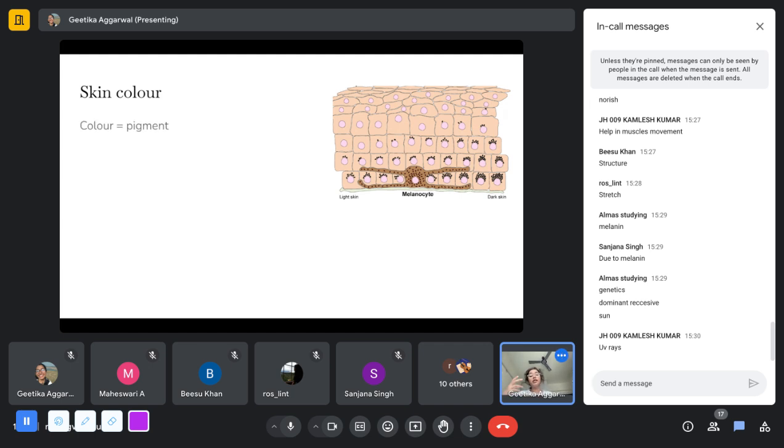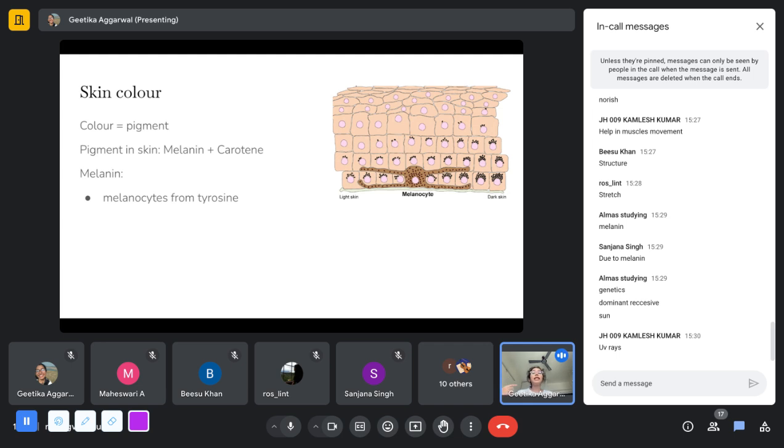So skin color means pigment, and the pigments that we're talking about here are basically melanin plus carotene. Melanin is what we discussed, which leads to the darkness or lightness of our skin, and carotene is the orange yellowish pigment, which we can remember by the term carrot, and it leads to the production of vitamin A.